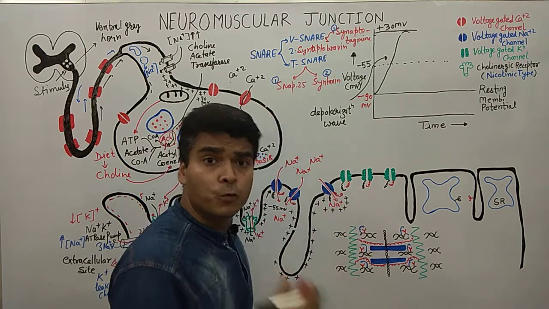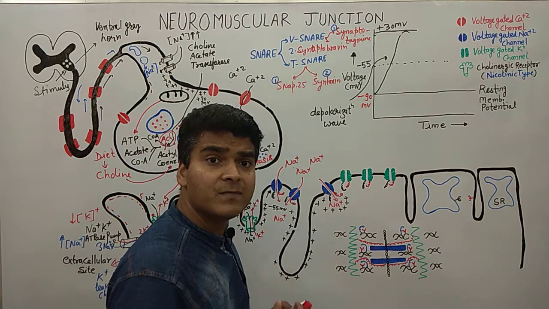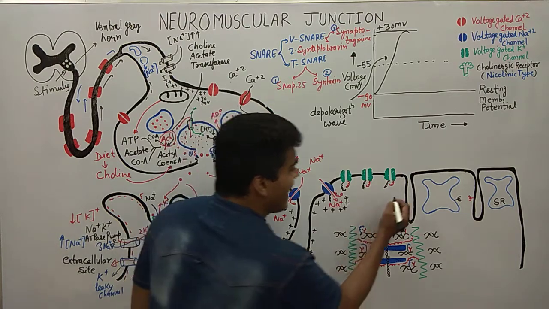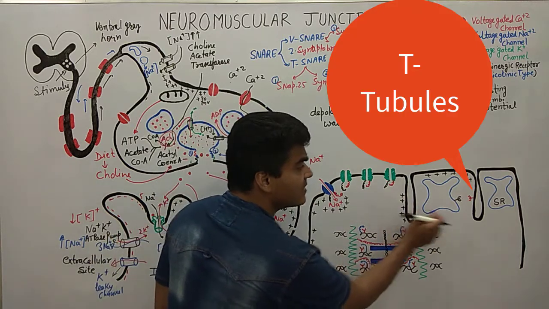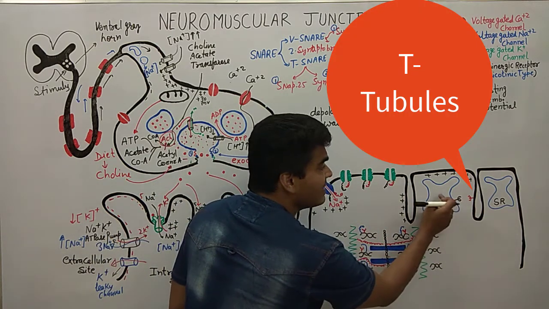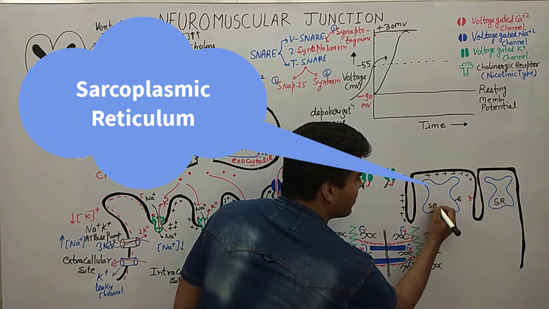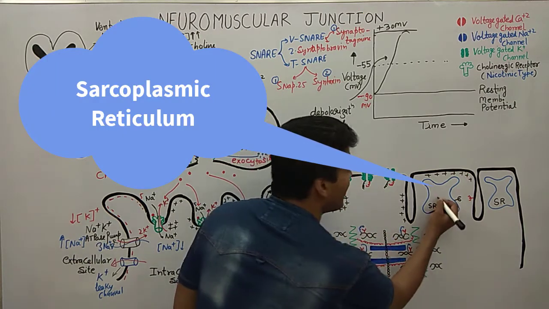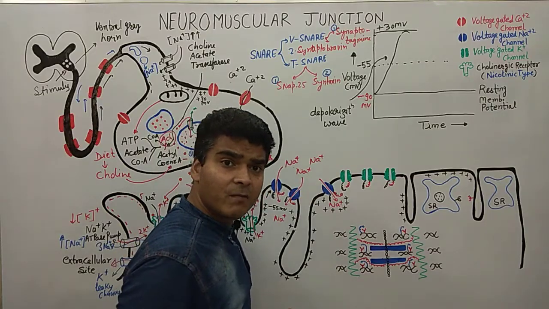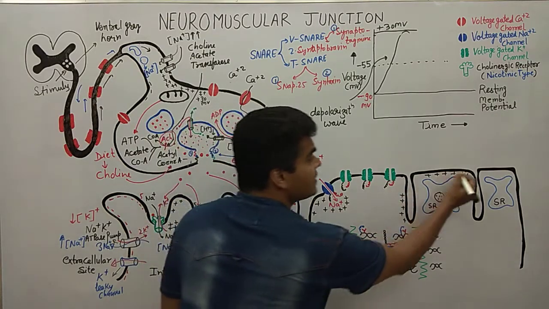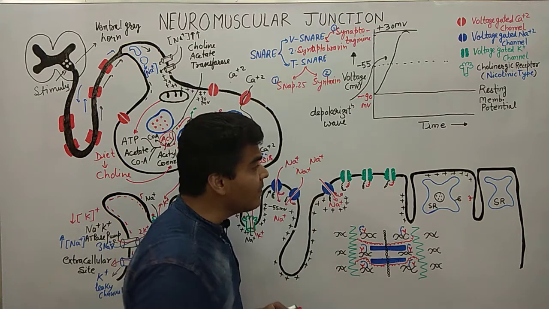This positive charge may do two work. It activate two things. This is a T-tubule. Okay, and this is a sarcoplasmic reticulum. In sarcoplasmic reticulum, we have calcium inside. Okay. So due to generation of this positive charge, what happened?